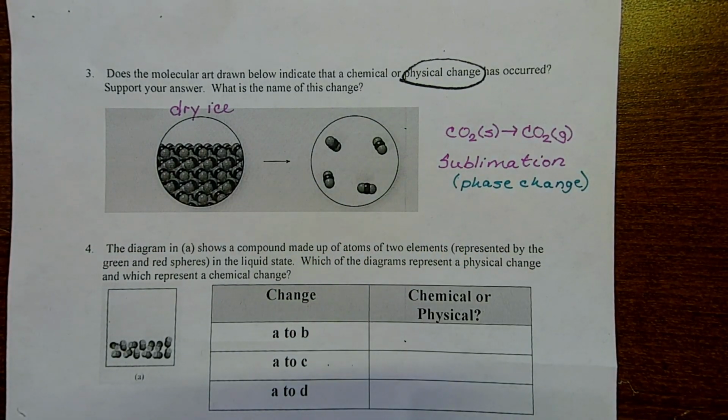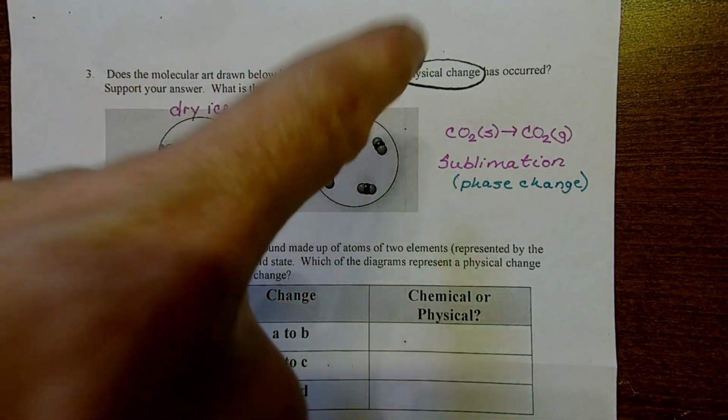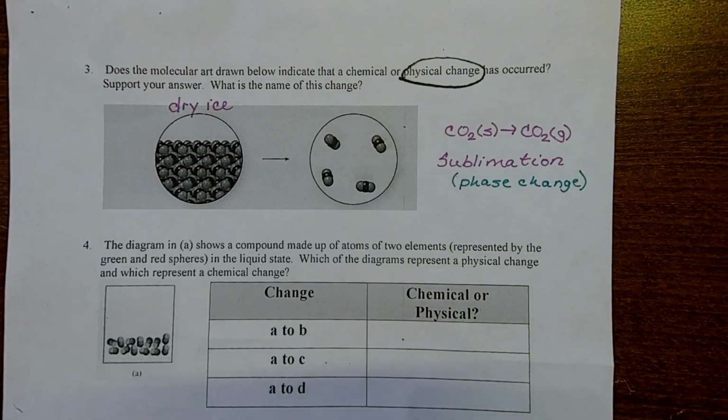However, even if you didn't know that it was dry ice, you can still see in the two images that the connectivity, the way the atoms are connected, remains the same. One black with two reds. And since no bonds were broken, it's physical in nature.